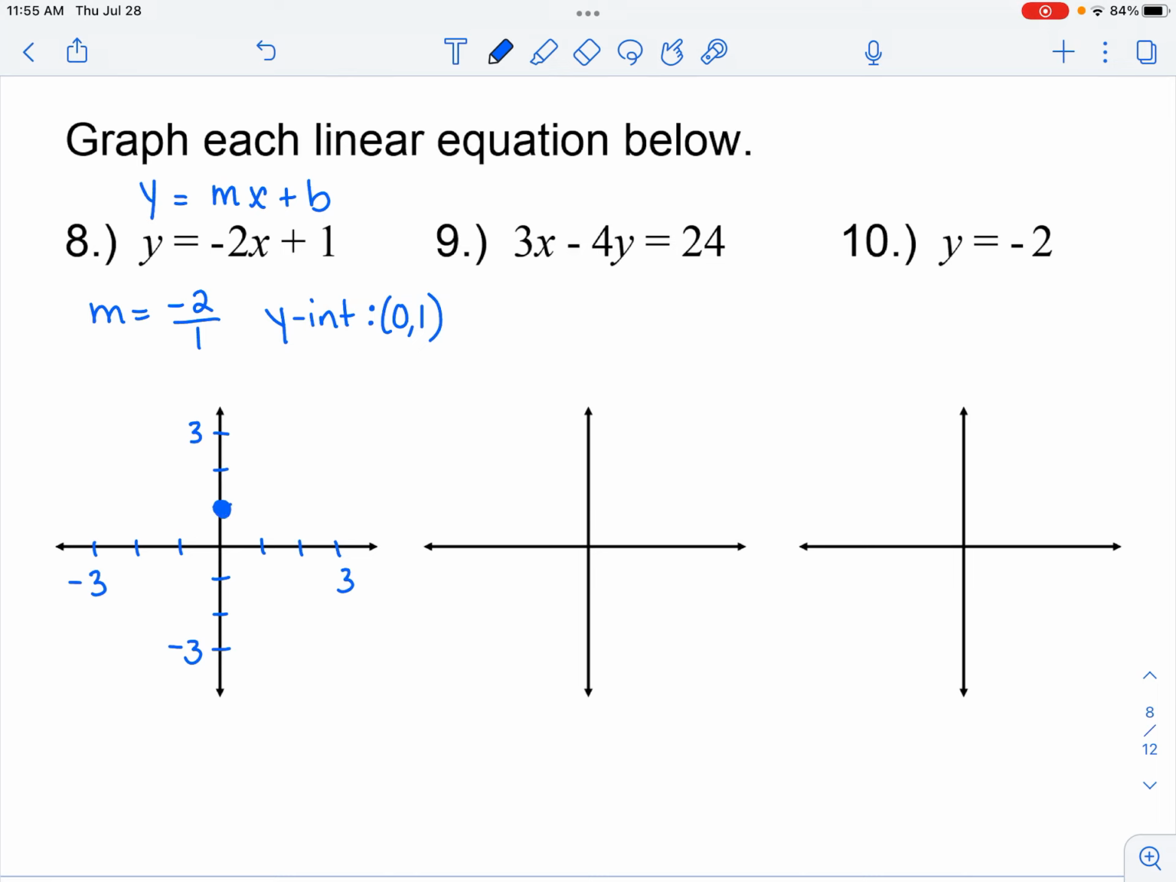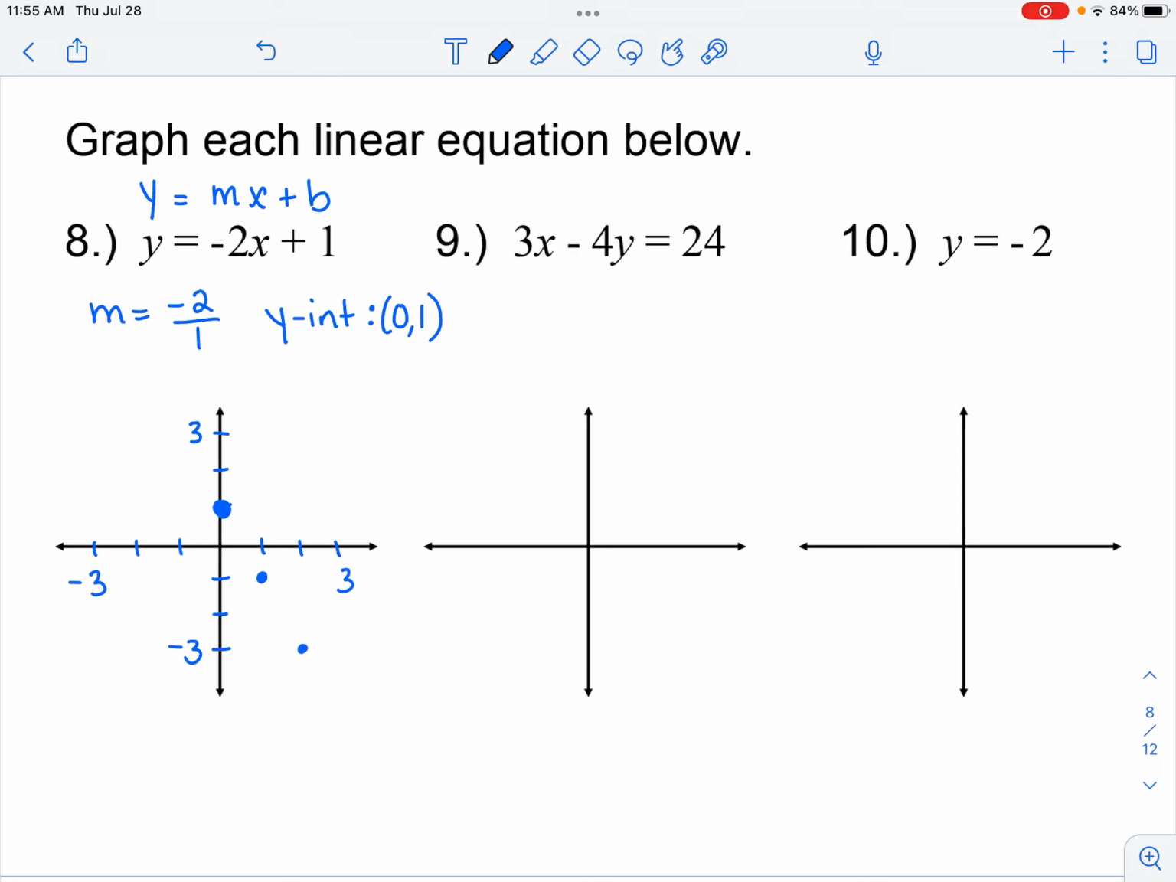Now my slope is negative 2. That means I need to go down 2 over 1. And the over 1 is always to the right. Remember, this is a negative slope, so the line should be going down because it's a negative slope, okay? So I need to go down 2 over 1. This is my new point, okay? So I have the point here. Then I'm going to go down 2 over 1 to get to my next point.